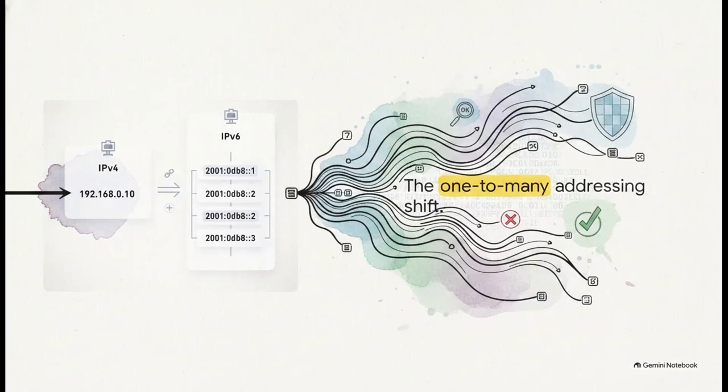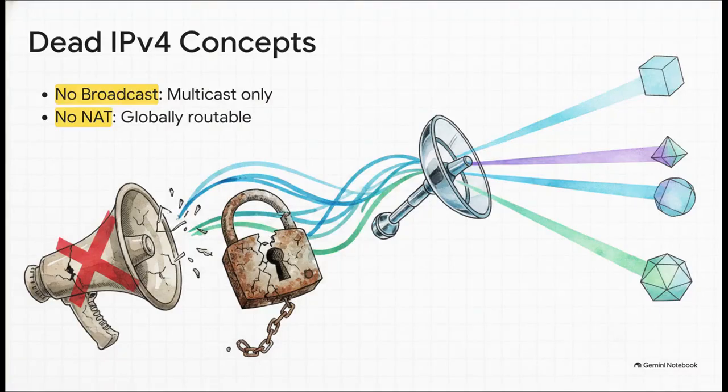This brilliant shift from a single address to a whole stack of addresses really highlights why you shouldn't troubleshoot multiple IPs as an error, unless specific ones are actually missing. Seriously, it's time to stop panicking when you run an ipconfig or ifconfig and just see a giant wall of hex text. Furthermore, you need to clear your mind of a few completely dead concepts.